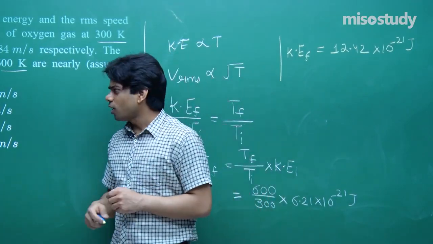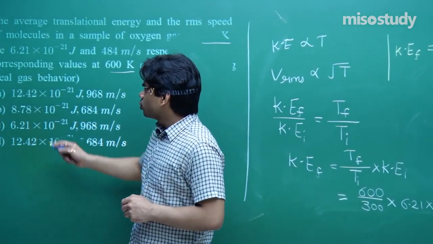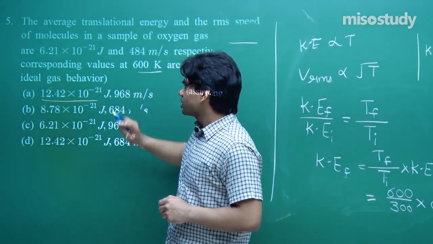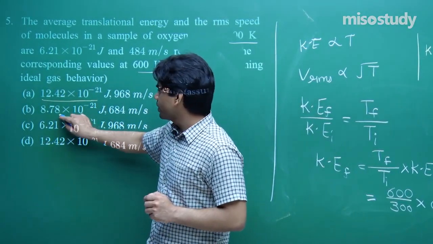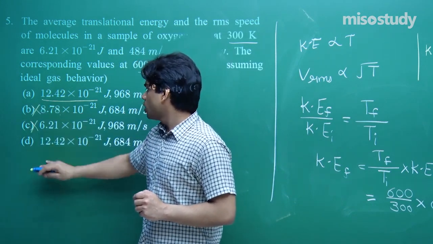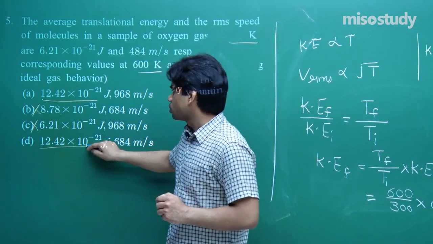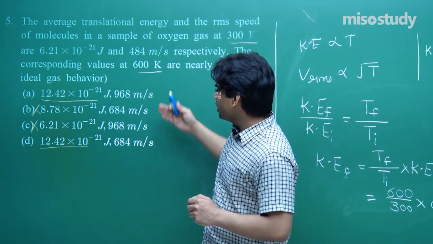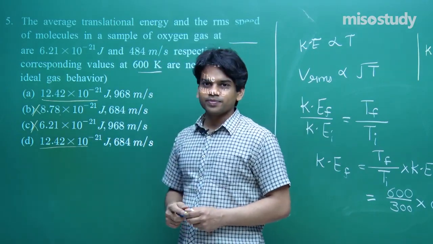Just have a quick look at the given answers. See, 12.4 × 10 to the power minus 21 joules, so this can be the answer. 8.78 × 10 to the minus 21 joule, no. 6.2 × 10 to the minus 21 joule, no. And D also can be the answer. So two options will be eliminated. Now we just need to check the root mean square speed.